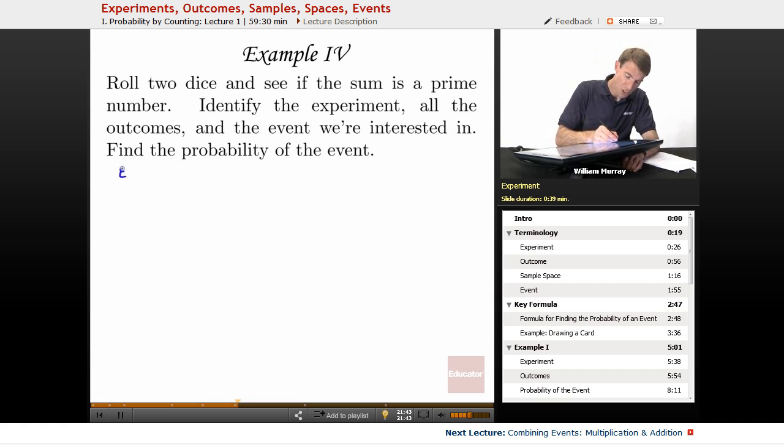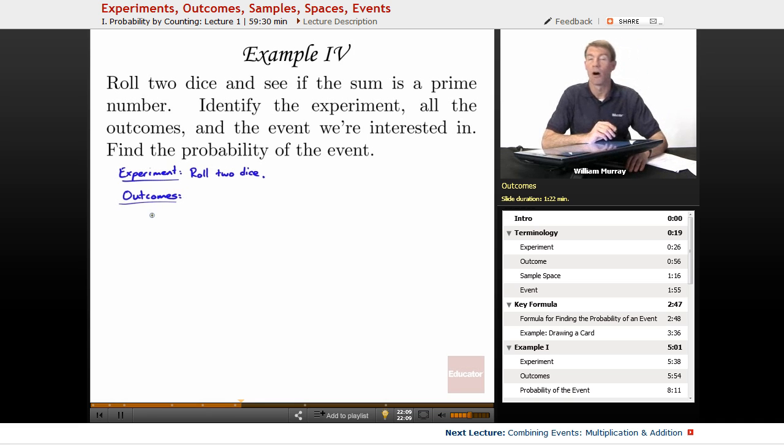So the experiment, just like before, is to roll 2 dice. I think this was example 1 before. Yeah, that was example 1. So our experiment is the same thing. We're going to roll 2 dice. But now the outcomes, those are also the same as before. Those are all the possible combinations you can get when you roll 2 dice.